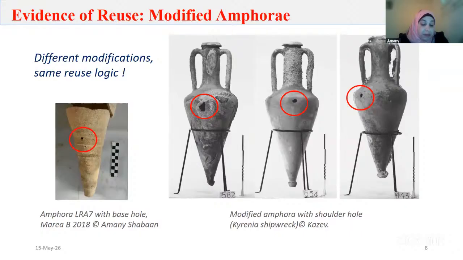I distinguish between primary and secondary use. The primary function, as we know, is transport and storage, but once emptied, amphora often enter a second life. We can see clear traces of intentional modifications. For example, in Egypt, some Late Roman Amphora 7 from Maria, west of Alexandria, show an opening at the base. In contrast, in Athenian examples, openings are made at the shoulder, below the neck, to help pouring water. So the position is different, but the idea is the same. Reuse and adaptation. Different modifications, but the same logic.